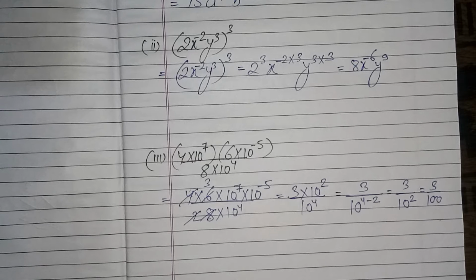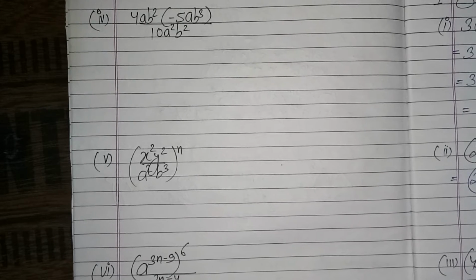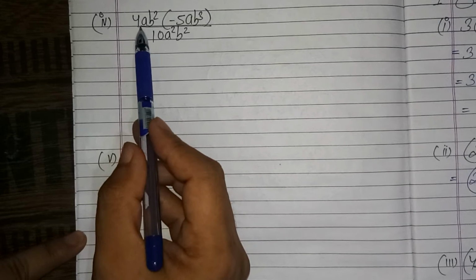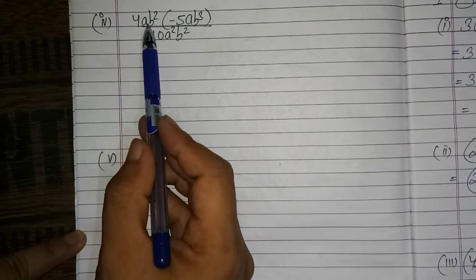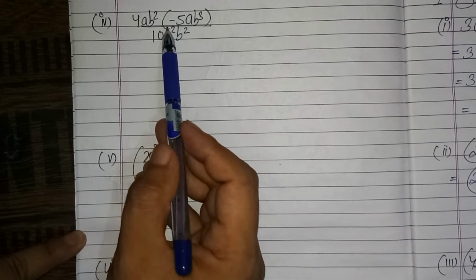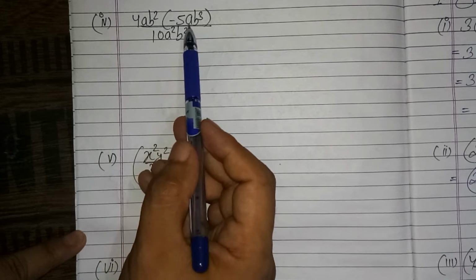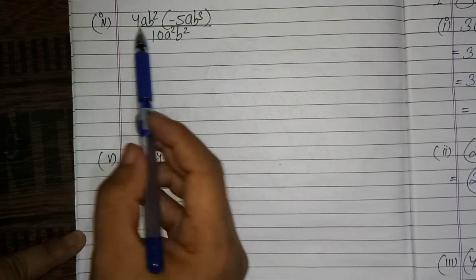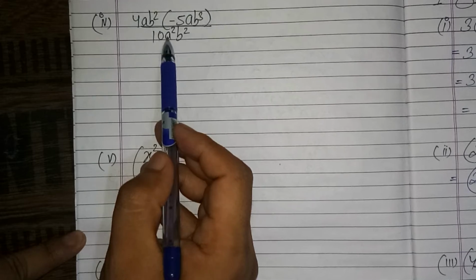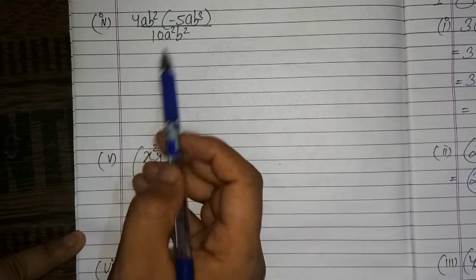Now let me do three more such type of questions. So I have written the three questions over here. The fourth one is 4 multiplied by a, multiplied by b square, and inside the bracket it is minus 5ab cube. Now divide the whole thing by 10, a raised to power 2, a square, and this is b square.